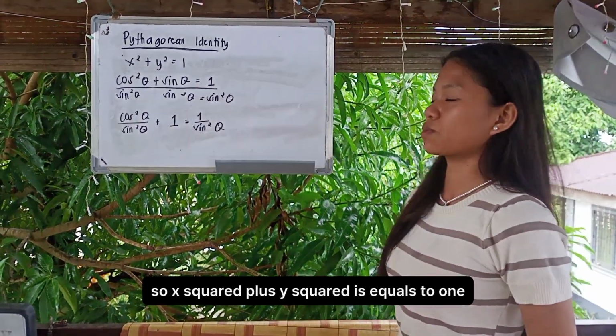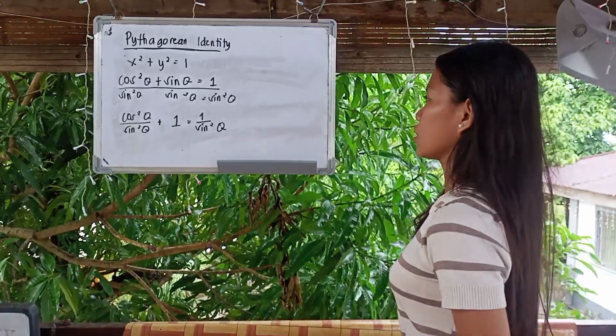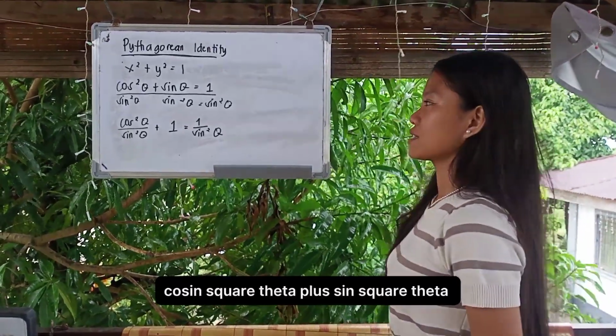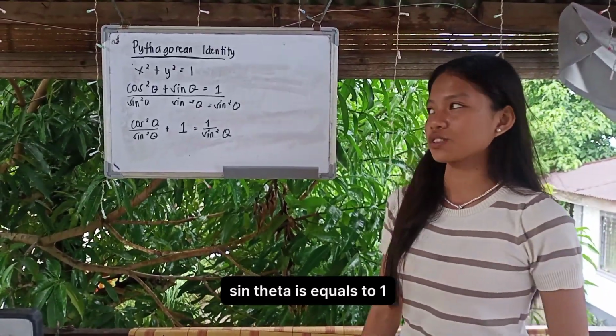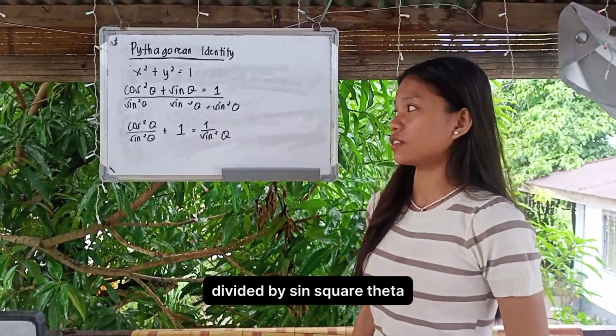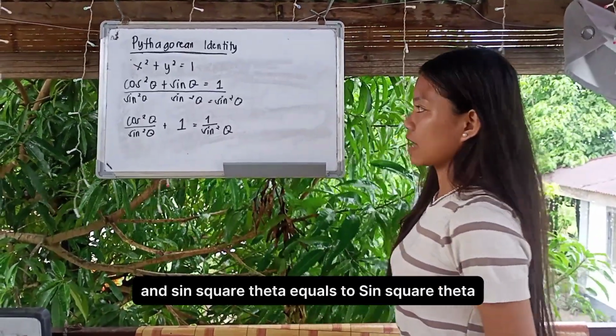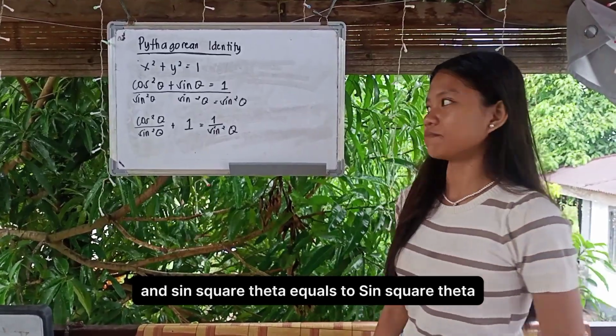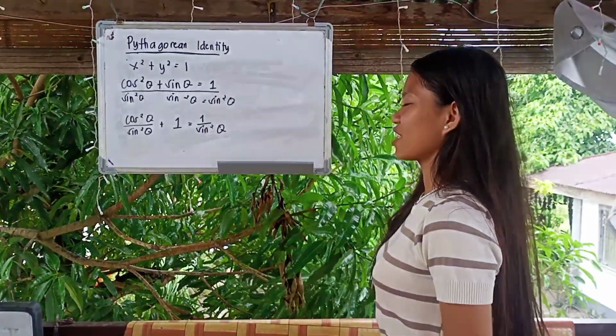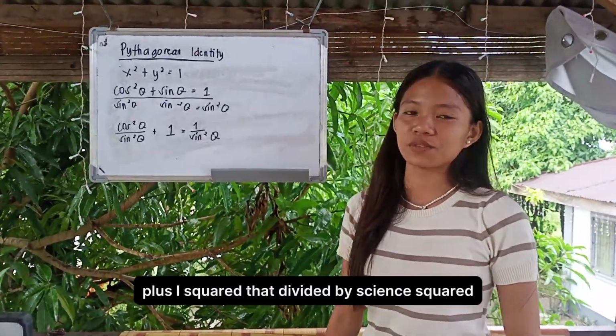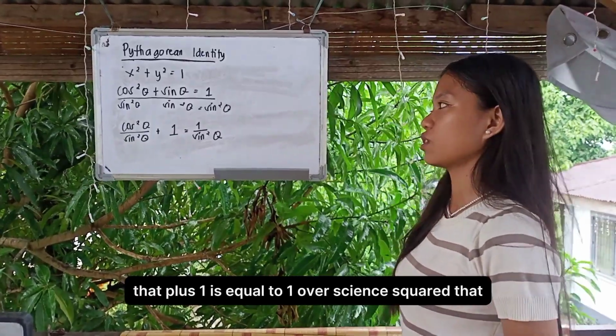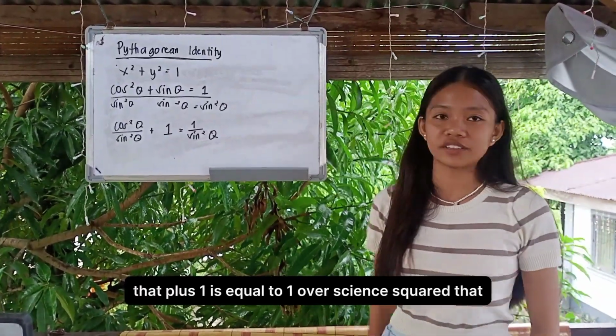So x squared plus y squared is equal to 1. Cosine squared theta plus sine squared theta is equal to 1. Dividing by sine squared theta, cosine squared theta over sine squared theta plus 1 is equal to 1 over sine squared theta.